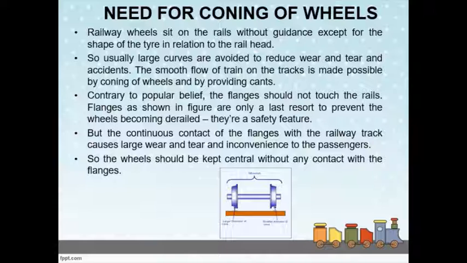You can see the details in this figure. Here you can see the rails. The rails are away from the flanges. These portions are termed the flanges. And the wheels are centrally placed, right? They are not contacting the flanges. If they come in contact with the flanges, wear and tear will happen. So that should be avoided, and the flanges are provided only as a safety feature.